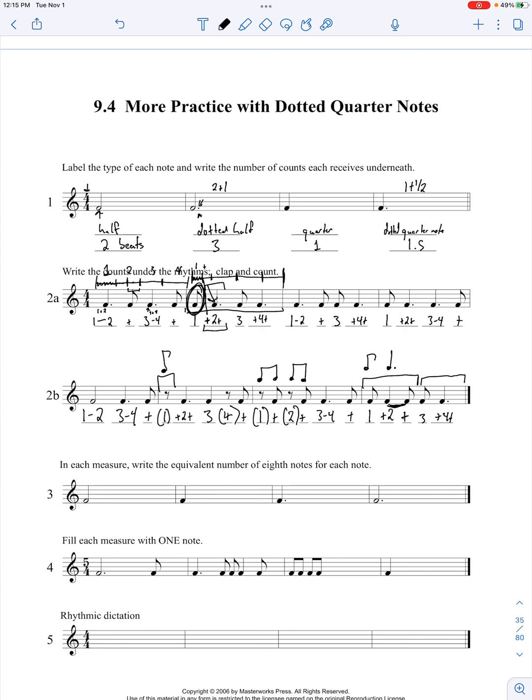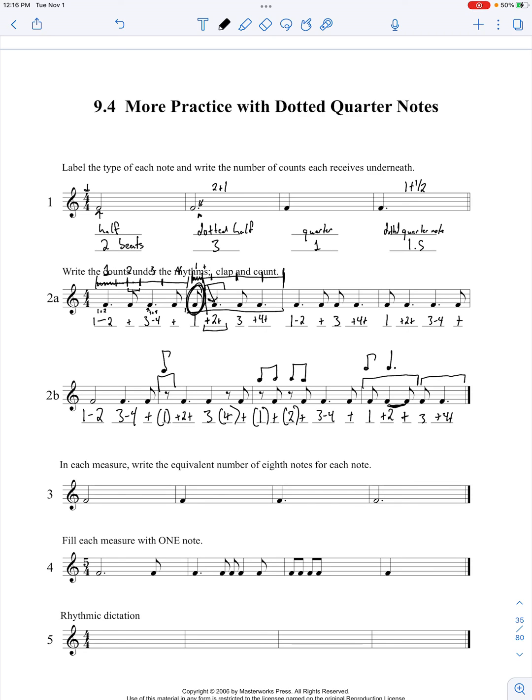Ready? Here we go. 1, 2, 3, 4 and rest, and 3, rest, and rest, and rest, and 3, 4 and 1 and 2 and 3 and 4 and. Tricky stuff there. That's fun to count and clap.